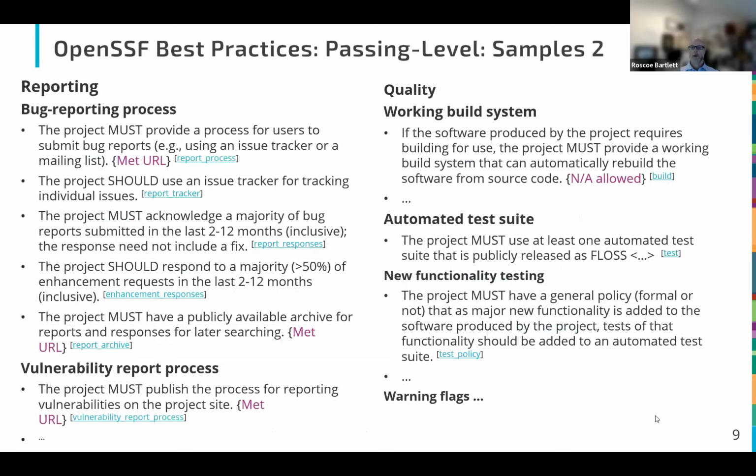Another example: things like bug reporting, must, required, should, vulnerability reports. You've got to have a working build system. You've got to have an automated test suite. And if you add new functionality, you should have tests for that. I think that's great.